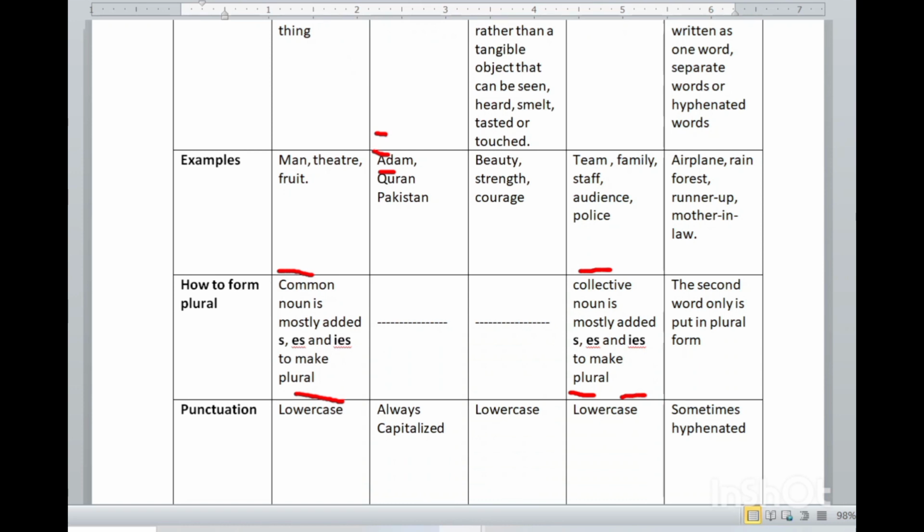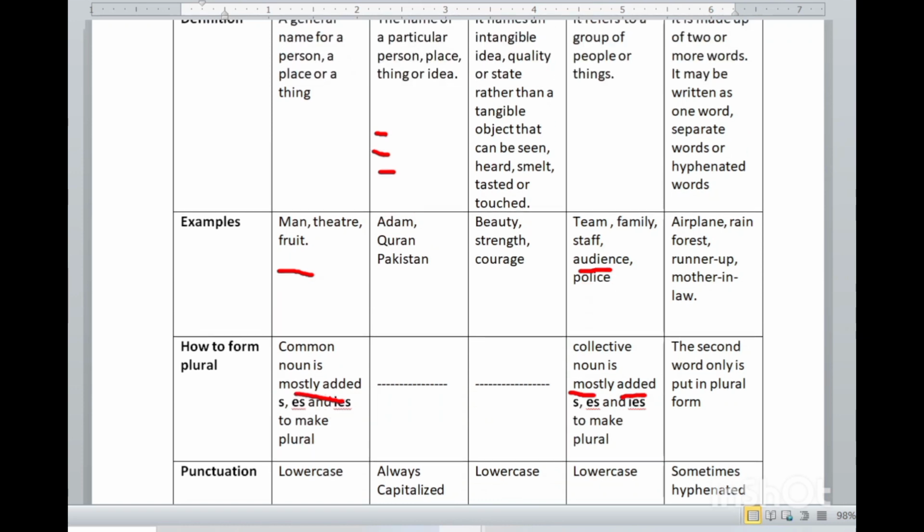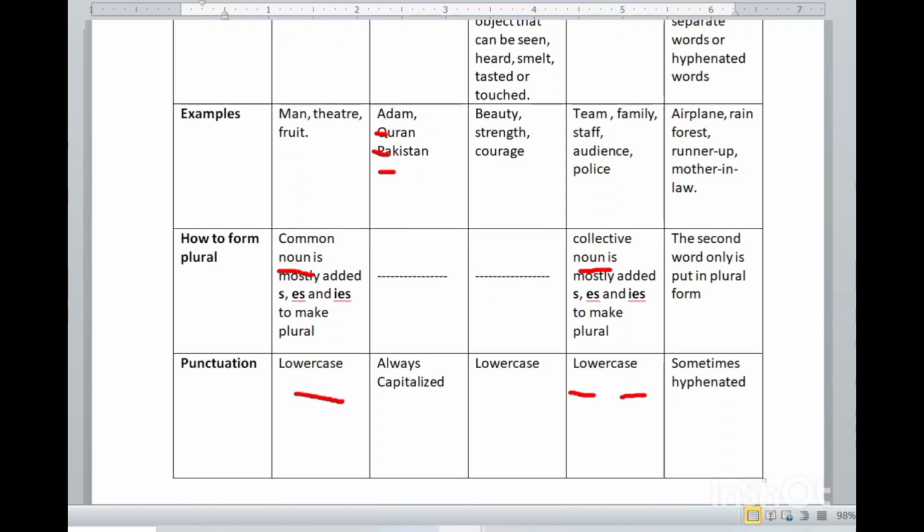Last one is our compound noun. In compound nouns, we use a hyphen, as we can see in the examples. Mother-in-law, father-in-law, we can use runner-up. And we can have other examples like whiteboard. Sometimes we use a hyphen, and sometimes not, not every time.